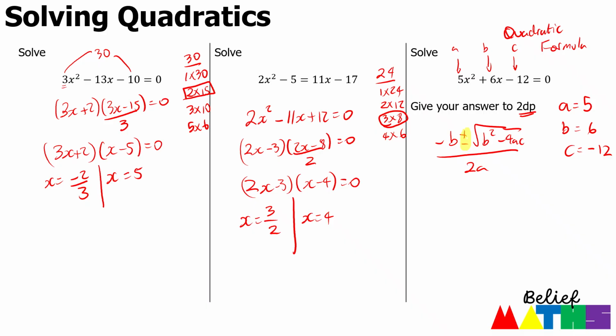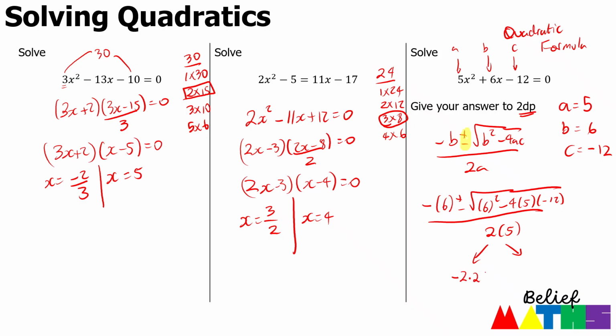Now anytime you substitute into a formula, you should always put brackets around your values. So we're going to have minus 6 plus or minus the square root of 6 squared minus 4 times 5 times minus 12, all over 2 times 5. And then we can just put that into our calculator twice, once with a plus here and once with a minus. And we get the answers of minus 2.26 to 2 decimal places and 1.06.